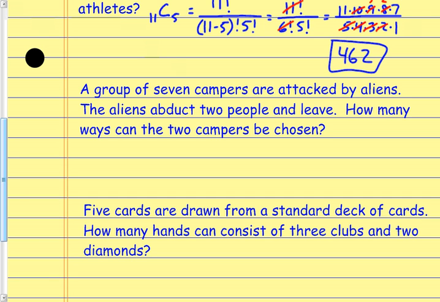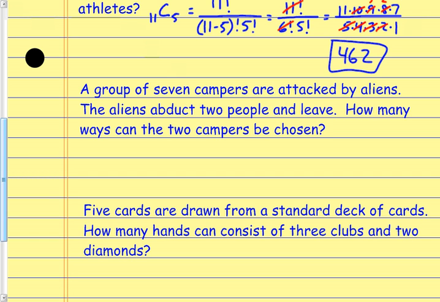It doesn't matter if they abduct poor Jimmy and little Susie, or if they abduct little Susie and then poor Jimmy. They're still walking away with the same 2 campers. So order doesn't matter here. And typically, when order does matter, it'll be fairly obvious. So we've got 7, and we're choosing 2.